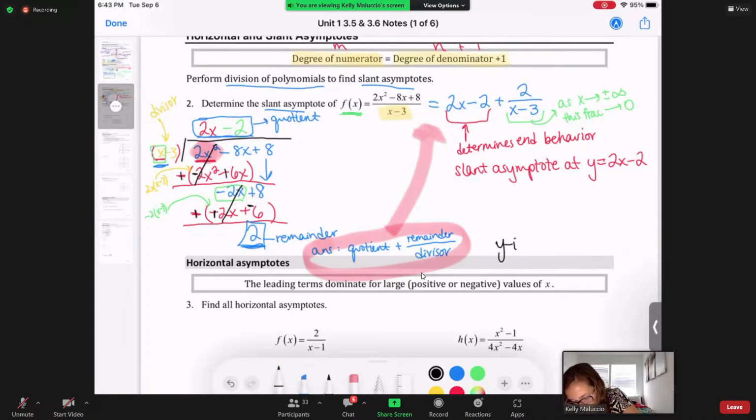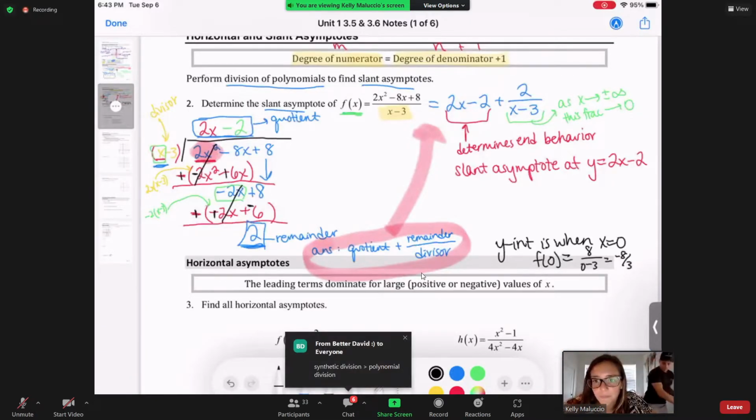So y-intercept is when x equals 0. So f of 0 is just 2 times 0 squared minus 8 times 0. That's all 0. So just 8 over 0 minus 3. So -8/3. And that's how you find the y-intercept, if that makes sense, hopefully.